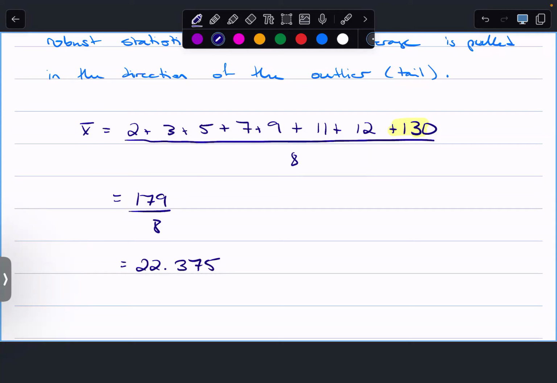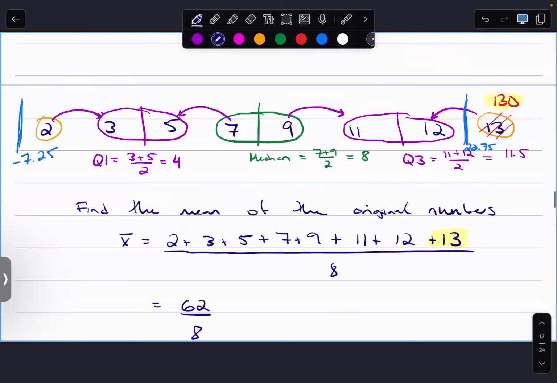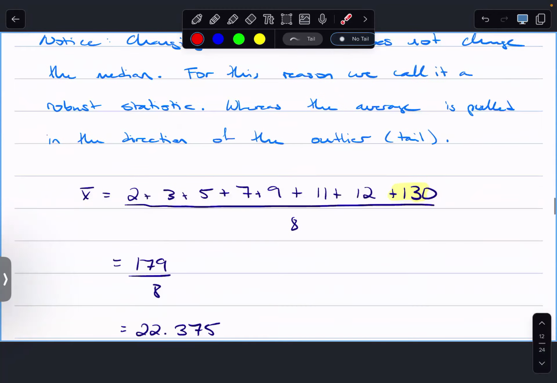Right, so it's going to get pulled in the direction of that outlier. Which is why we absolutely can calculate the average, right? We can do it, it exists, but it's not an appropriate measure of center anymore, because what if we actually looked at 22 point whatever? That's not a very good representation of where my center is of this entire data set. Right? So just some cautions.